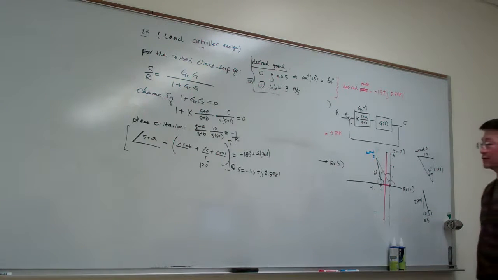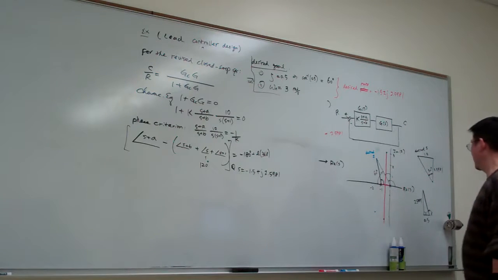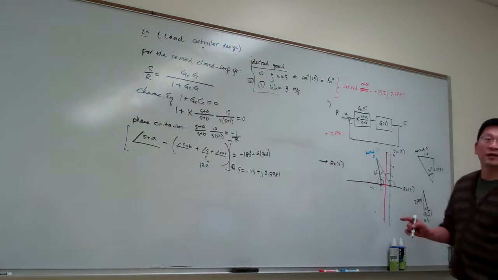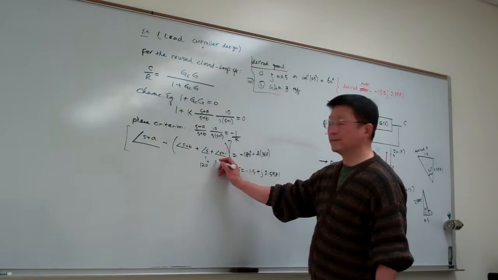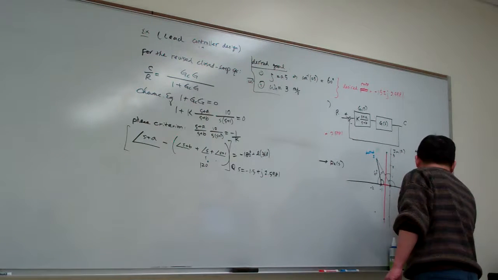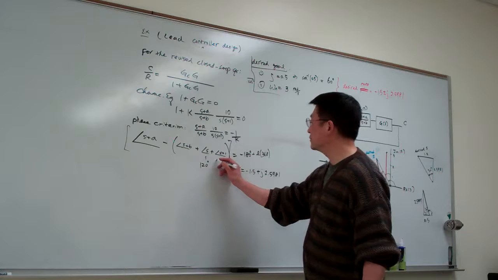Does anyone have a calculator? Help me punch it, please. I got 79 degrees. So that's why it should be 69 or 79? 79. 79.107. Okay, so this should be 101, approximately.